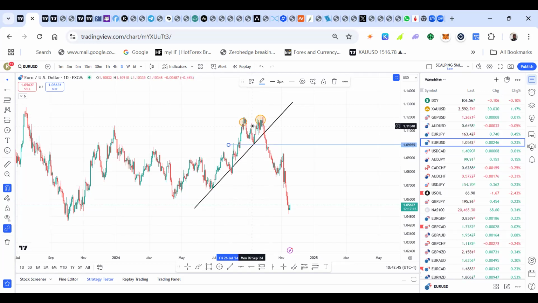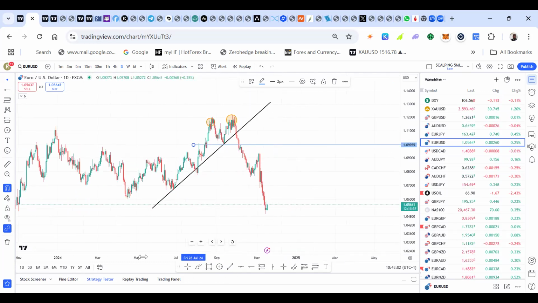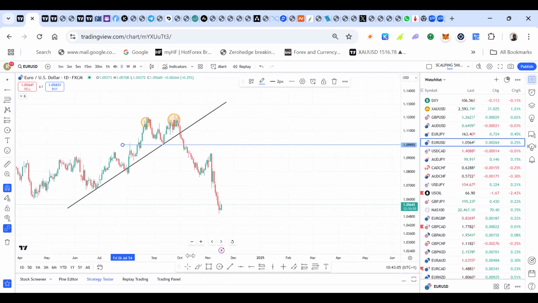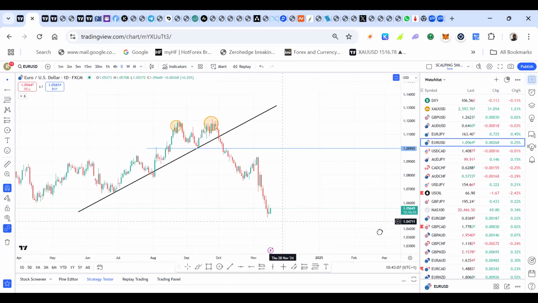Now you have a double top like this, and it broke below the trend, broke the trend line, and also broke the neckline. Immediately after breaking the neckline, there was also a retest. So let me expand the chart for you to see.